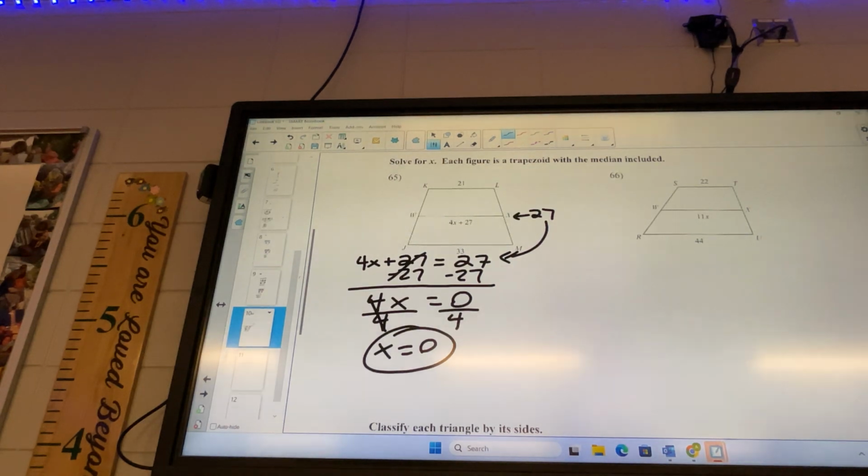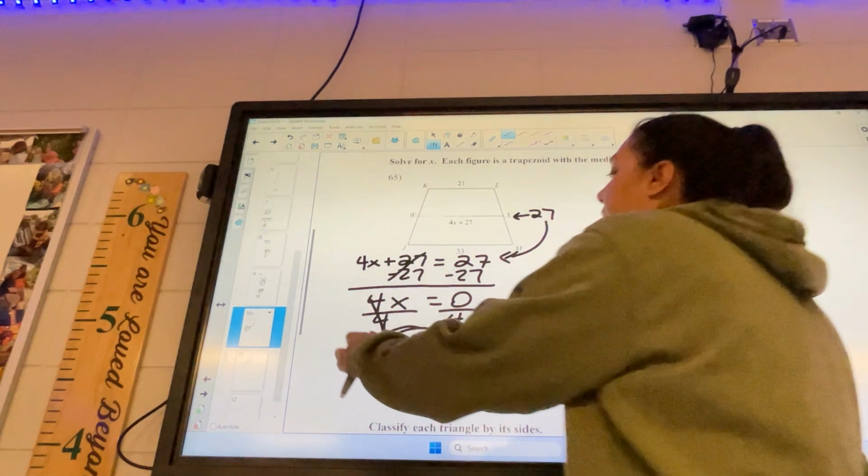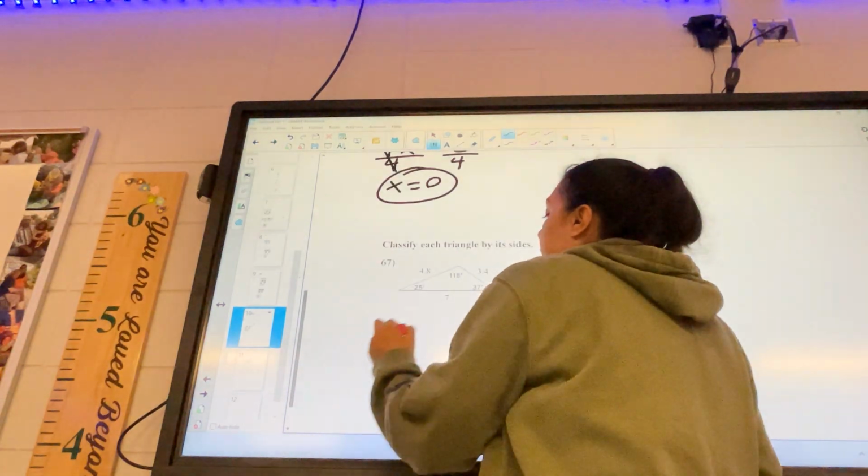Okay, 67 says classify the triangle by its sides. What are the 3 types of sides? Sides, not angles, sides. Obtuse, acute, are those the sides or are those the angles? Angles. Sides are isosceles, scalene, equilateral. Those are the 3 types of sides. If we look at 67, what kind is that? It is a scalene. All 3 sides are different. Are you looking at the outside or the inside? The outside. Okay, this is a scalene.